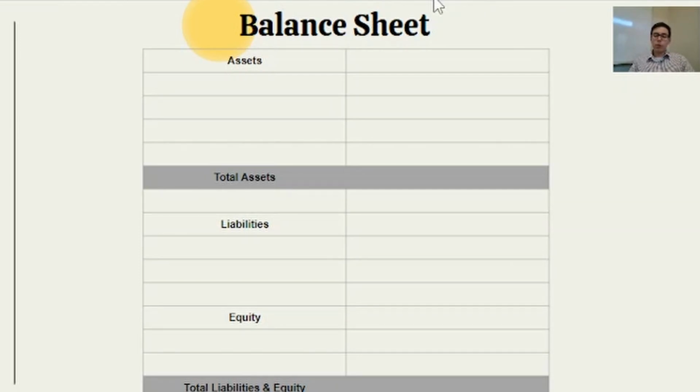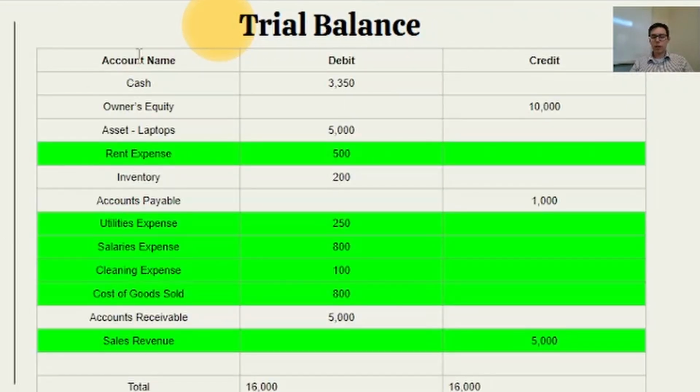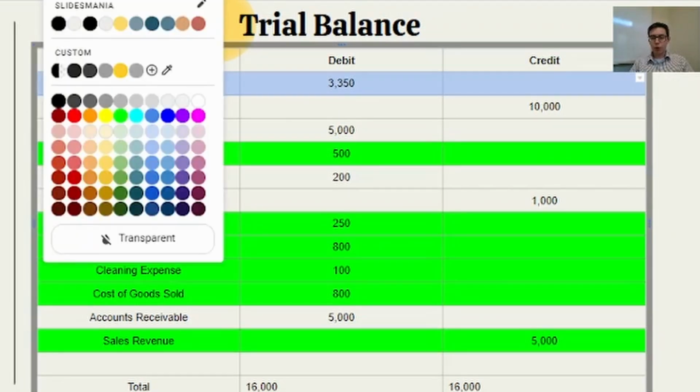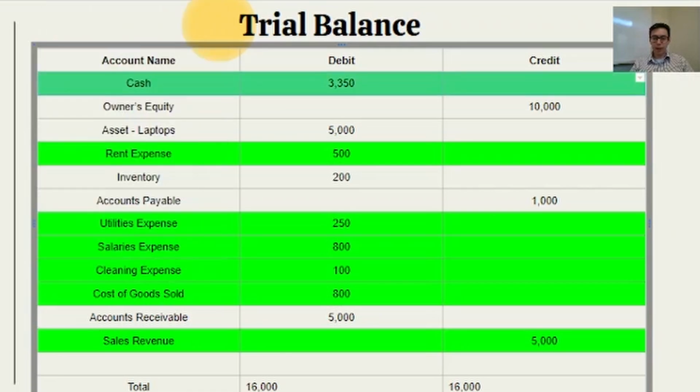What we need to do on the balance sheet is list all of our assets and then all of our liabilities and equity. According to the accounting equation, total assets will equal total liabilities and equity. So let's go back to our trial balance and start with assets. Cash is the first one that sticks out to me. Cash is an asset. So cash of $3,350 will go in the asset section.